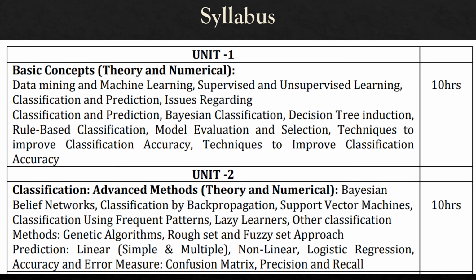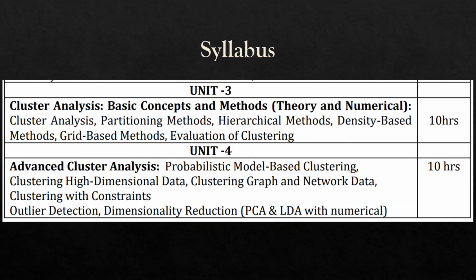In unit 2, the advanced methods of classification like support vector machine, then genetic algorithms, fuzzy set, fuzzy algorithms, and predictions like logistic regression, non-linear regression, and also how to calculate the accuracy like confusion matrix and precision recall will be covered in unit 2. Now unit 3.